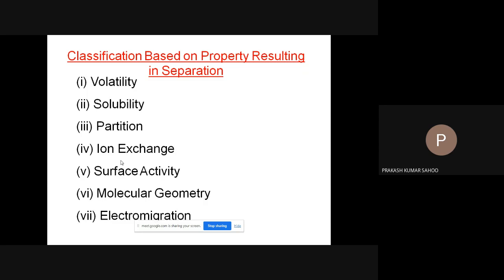So these are the properties on which separation techniques are classified: volatility, solubility, then partition, that is chromatography, then ion exchange, with some external solid materials where cations and anions are exchanged. Then we have surface activity, that is the phenomenon of adsorption, and molecular geometry, where some membranes are required to separate the constituents. Then we have electromigration. This is based on the electrolysis process, which follows Faraday's law of electricity generally.